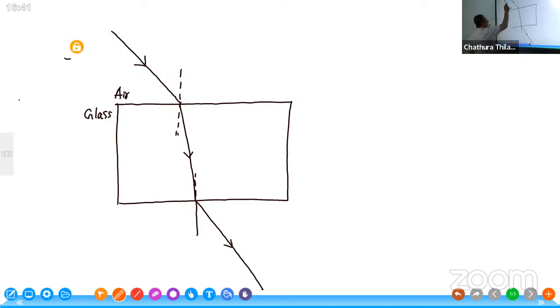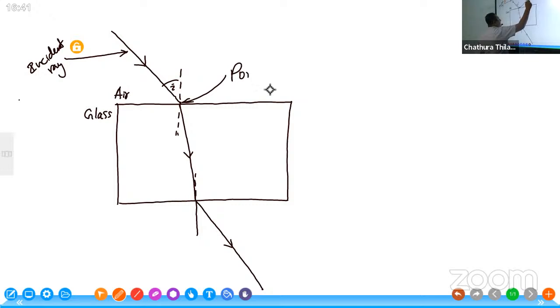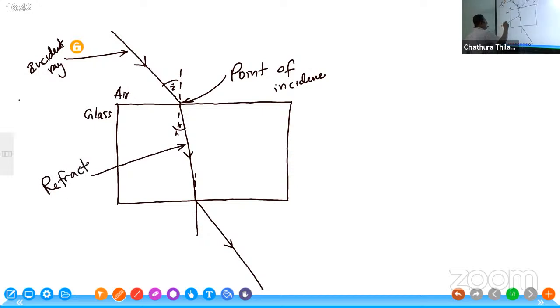The ray of light which enters is called the incident ray, as usual. The angle between the normal and the incident ray is the angle of incidence, I. The point at which the light falls is the point of incidence. The angle between the normal and the refracted ray, simple R, is the angle of refraction. And this is the refracted ray.